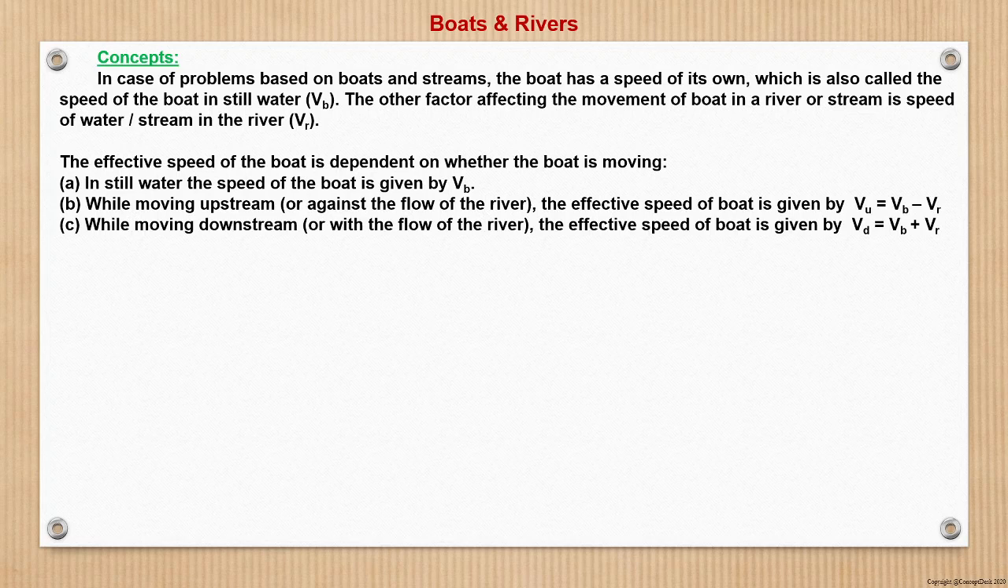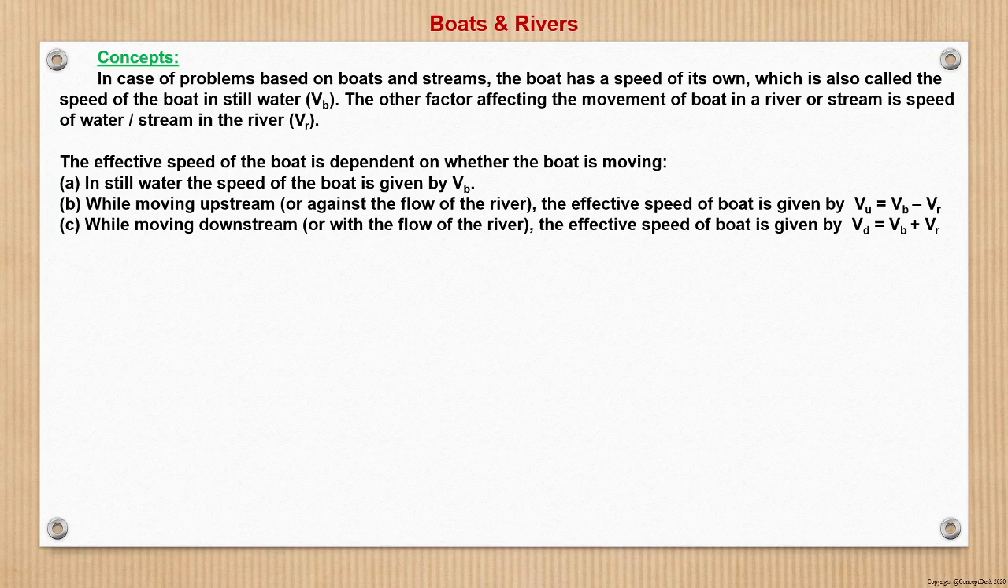And then the other factor which affects the motion of a boat in a river is the speed of the river, speed of the stream or the flow of a river, right? So we'll see how these factors actually affect the motion. And when we say the speed of boat in still water, what does this mean, and what is the speed of flow of river?